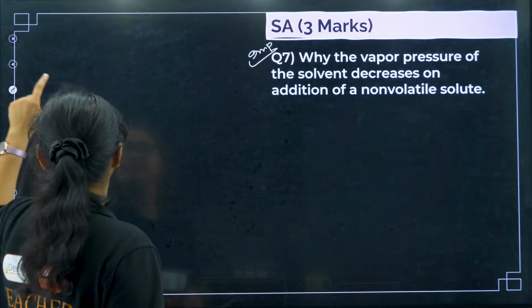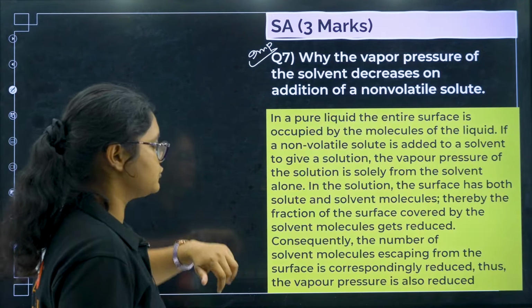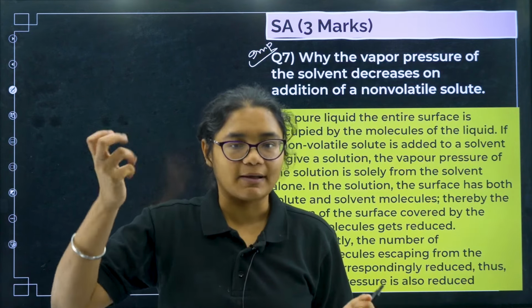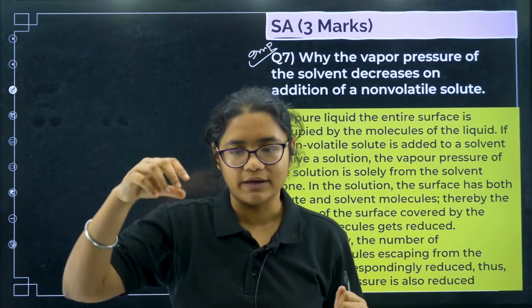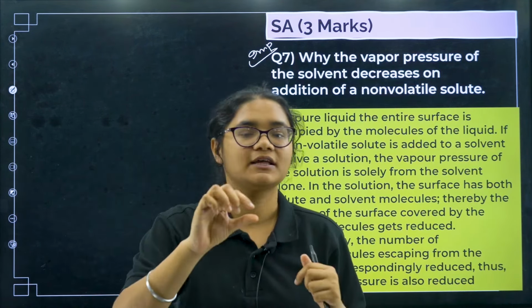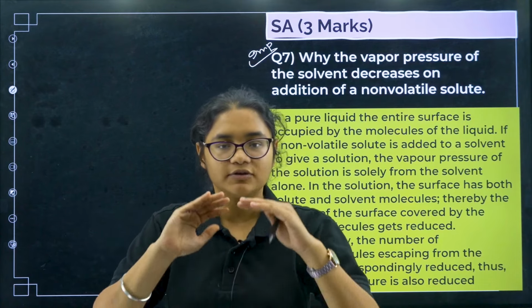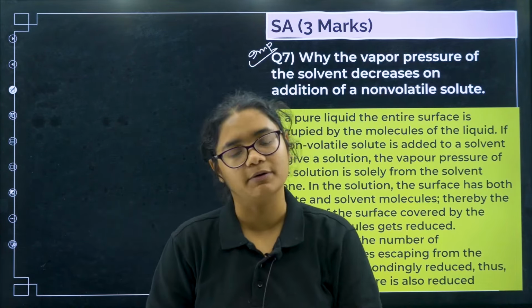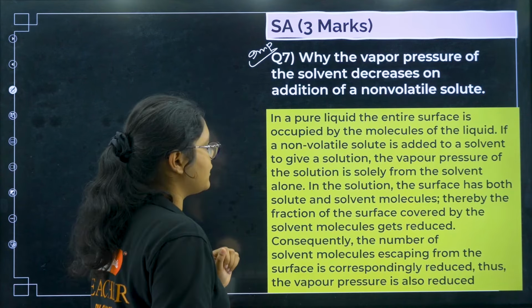So what happens to the vapor pressure of the solvent? You all know that vapor pressure is caused by the phenomenon of evaporation. Now when you add a solute to it, some of the surface particles are blocked by the solute particles. So now less amount of molecules will go to the vapor phase. So that is why the vapor pressure decreases. You can write it out in your own words.